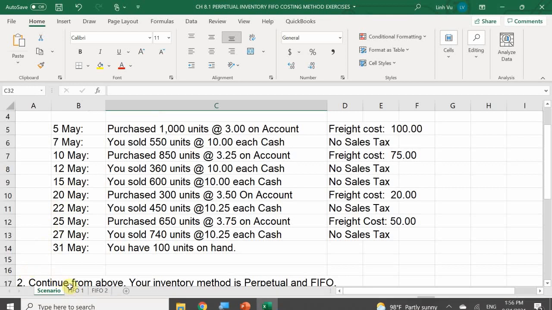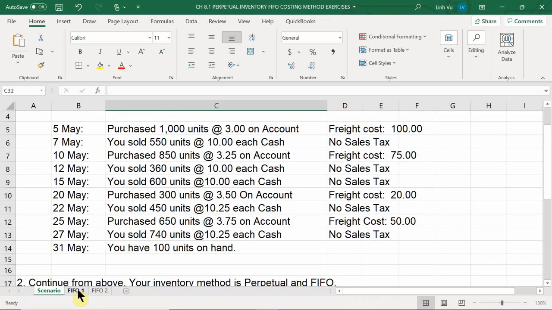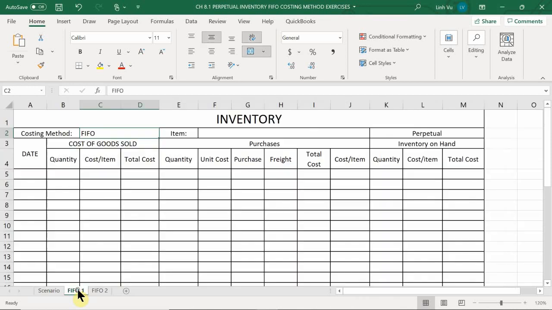So let's go ahead and work on the first one, which is that we purchased 1,000 toys at $3 each and freight was $100. So this is May 5th, okay? Inventory worksheet number 1. We're going to skip the first section. The first section is the cost of goods sold. We didn't even purchase inventory yet, so we don't technically have anything to sell. But right here is my purchases. I purchased 1,000 units at $3 each with the freight costing $100.